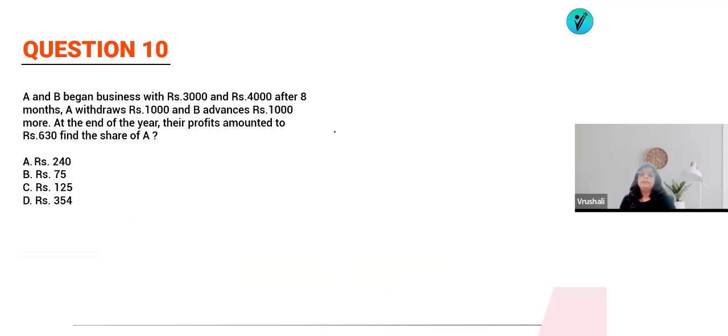A and B began business with rupees 3,000 and 4,000. After 8 months, A withdraws 1,000 and B advances rupees 1,000 more. At the end of the year, their profits amount to 630. Then what is the share of A? A has invested 3,000. B has invested 4,000. And for these 8 months, A has invested 3,000. Similarly, B has invested for 8 months.